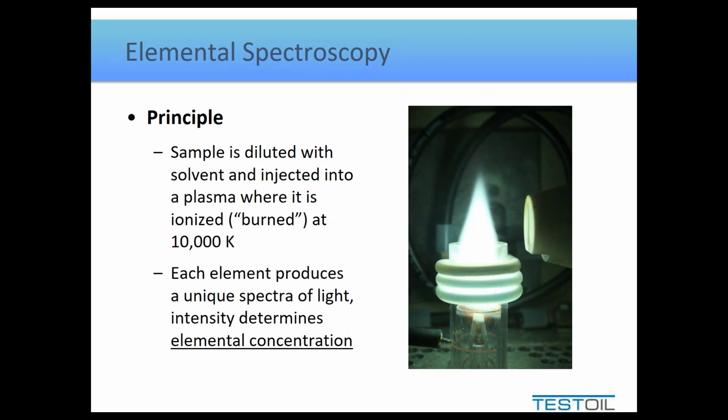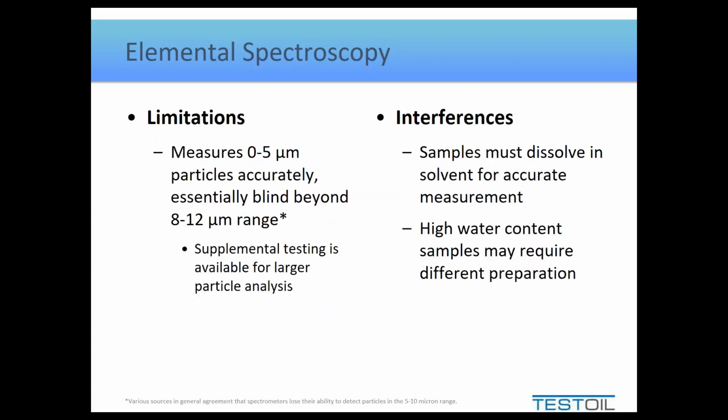But for the sake of our discussion with particle counting, we need to understand that, one, this is an elemental concentration. So it is telling us what makes up the particles, not necessarily what each and every individual particle is comprised of. Now, the second fundamental thing about this test is it is really only accurately measuring particles in the 0 to 5 micron range. In that range, these particles will be part of the aerosol that is injected into the plasma and will be read accurately.